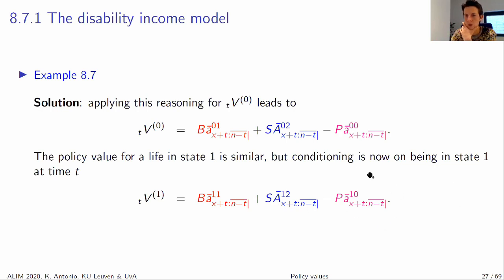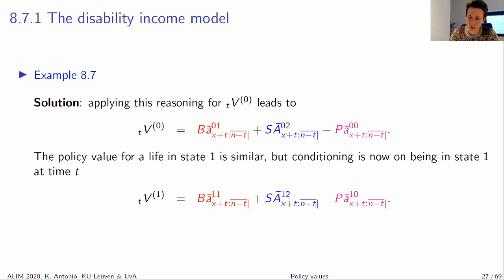And then premiums will be paid while somebody is in state zero. So the expected present value of these premiums at time T will be expressed by this. So that's how we need to put the policy values together: for somebody in state zero, somebody in state one, and then of course for a policyholder in state two, we already discussed it, that would be equal to zero.